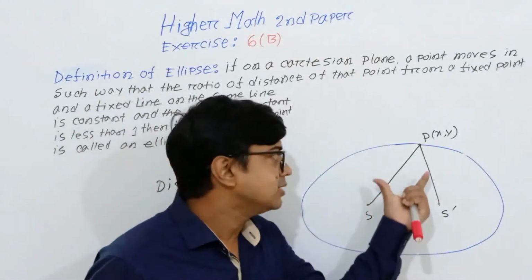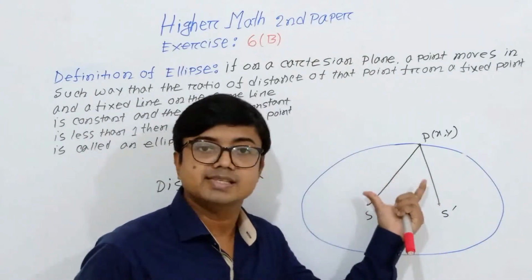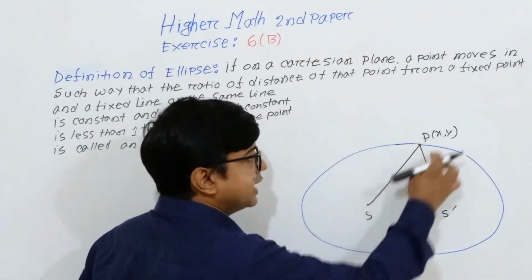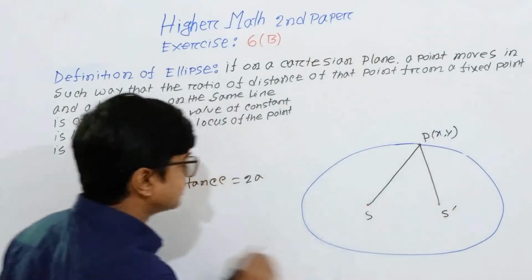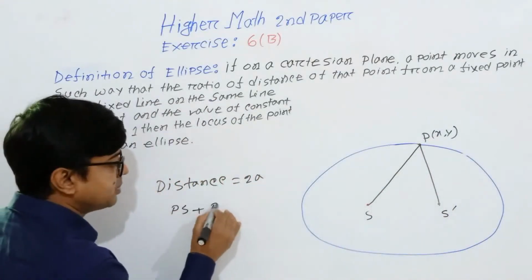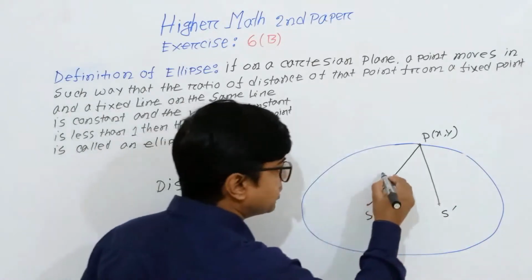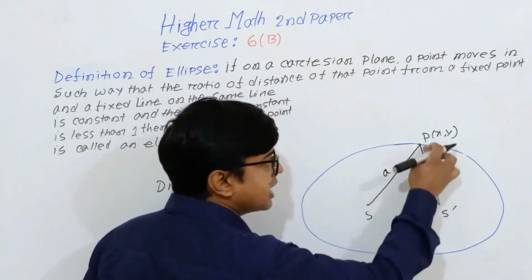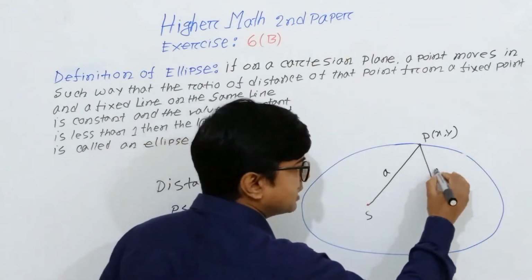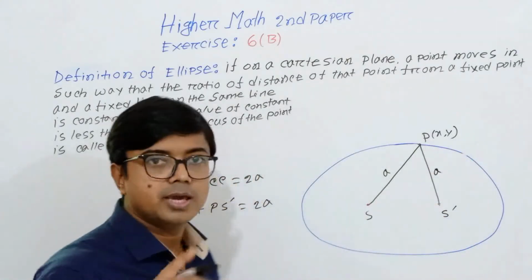The sum of these 2 line segments, PS plus PS prime, is always twice a. That's why this line segment is a and this line segment PS is also a.